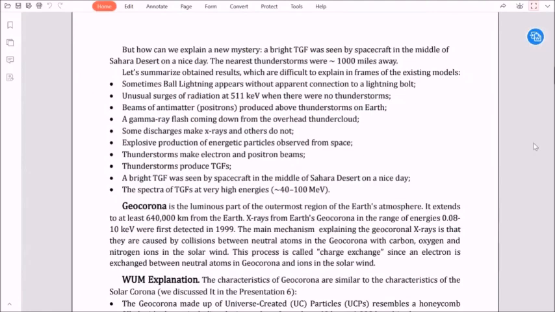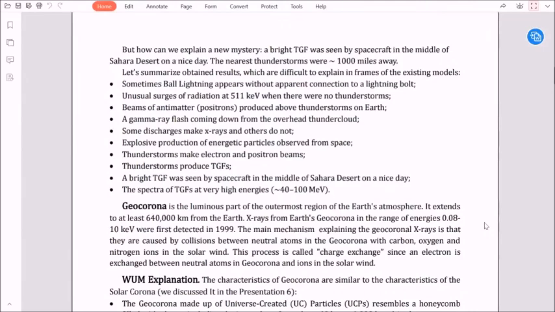Geocorona is the luminous part of the outmost region of the Earth's atmosphere. It extends to at least 640,000 kilometers from the Earth. X-ray from Earth's geocorona in the range of energies 0.08-10 kiloelectron volts were first detected in 1999.